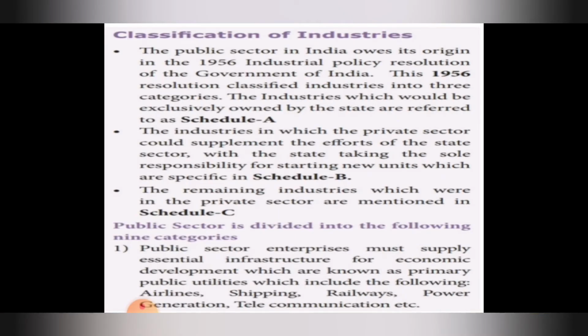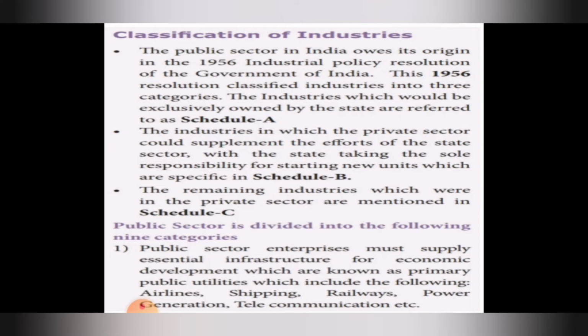Now we are going to see classifications of industries. What are the classifications of industries? The public sector in India owes its origin to the 1956 Industrial Policy Resolution of the Government of India. This 1956 resolution classified industries into 3 categories. The industries which would be exclusively owned by the state are referred to as Schedule A.